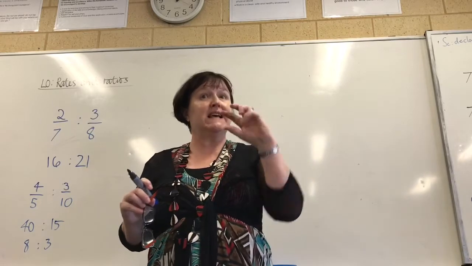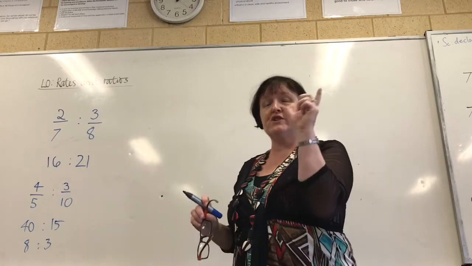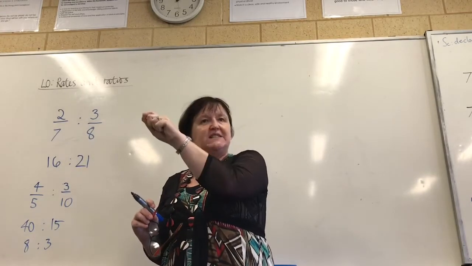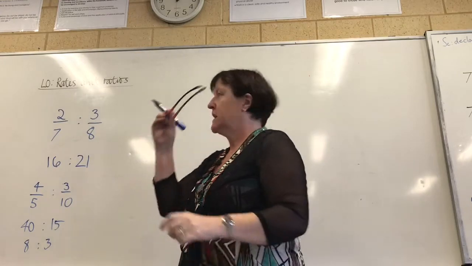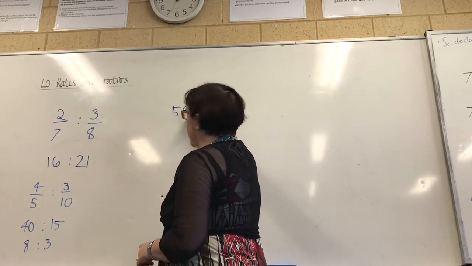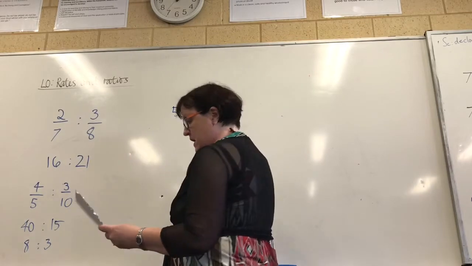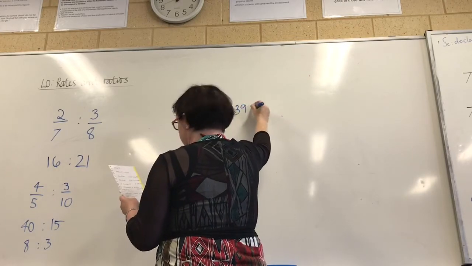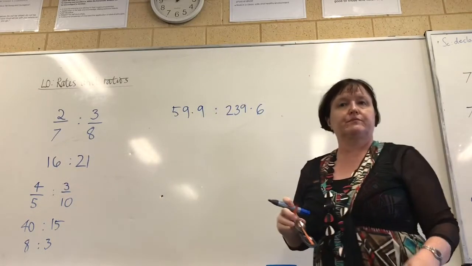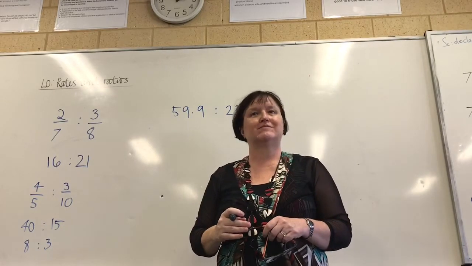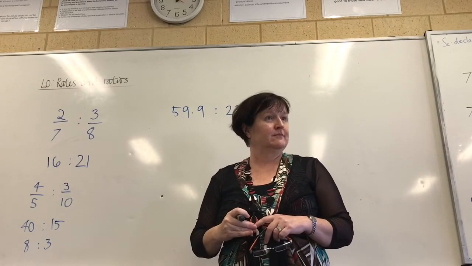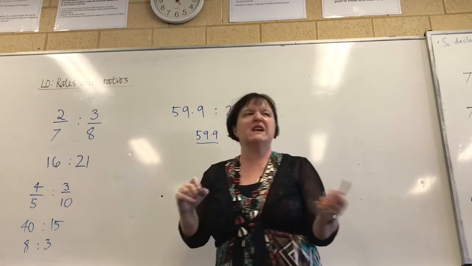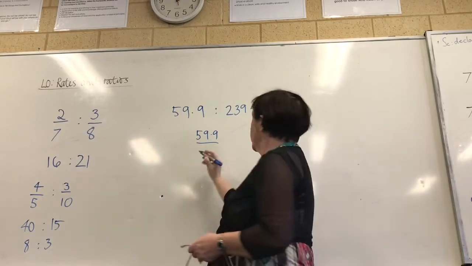Now, when you have two decimals, you have to either express it as a decimal to 1 or 1 to the decimal, or you can express it as a single decimal. So if you've got a number like this, this is when you do need a calculator for this one. So 59.9 to 239.6. So what would you do? Would you turn them into fractions? You would turn it into a fraction, yeah. Well, not really a fraction. You're turning it into a division sum.